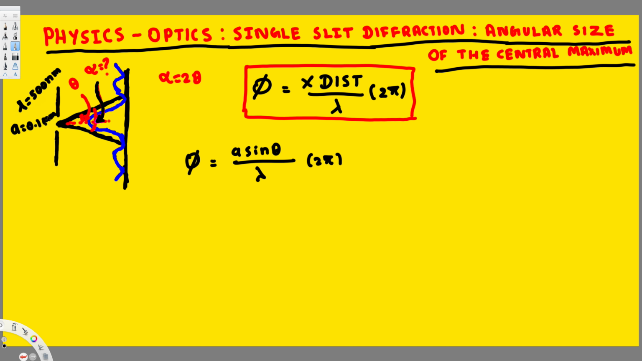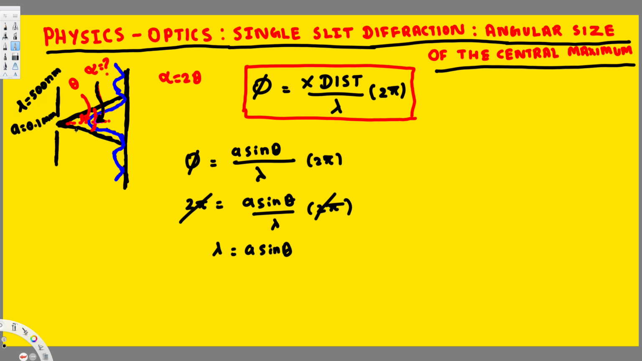So for a complete cycle, right, we have a minima right here, another minima. So for a complete cycle, it's going to be 2 phi. 2 phi is equal to a sine theta over lambda, and on the other side we have 2 phi. So 2 phi cancels, and we are going to have lambda is equal to a sine theta.